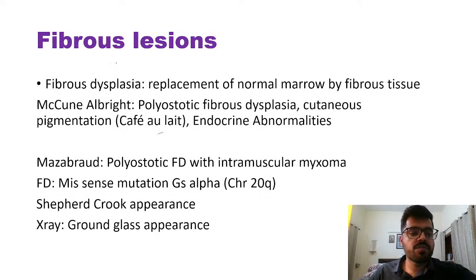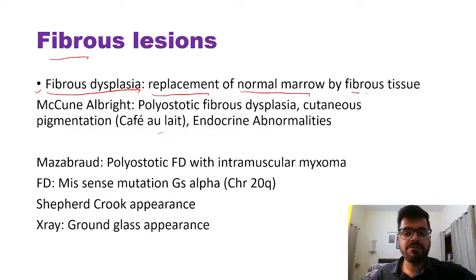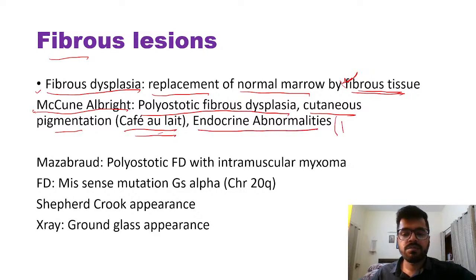Then let's discuss fibrous lesions. Most common is fibrous dysplasia. In fibrous dysplasia, there is replacement of normal marrow by fibrous tissue. McCune-Albright syndrome: there is polyostotic fibrous dysplasia, cutaneous pigmentation, which is also café-au-lait macules, and endocrine abnormalities such as precocious puberty.